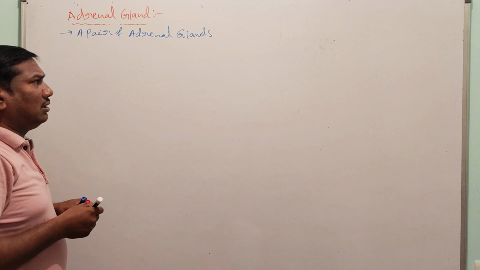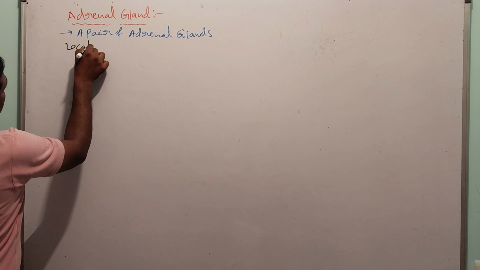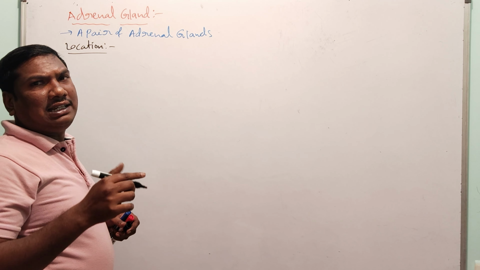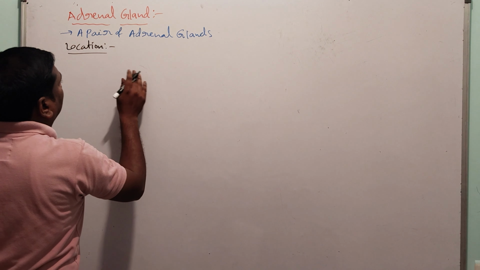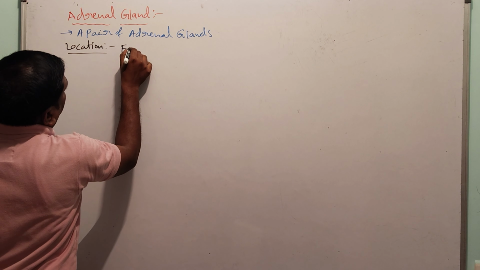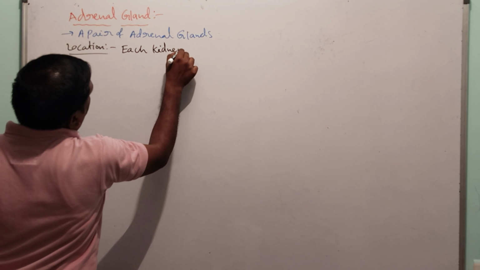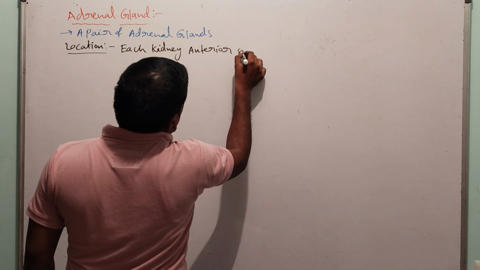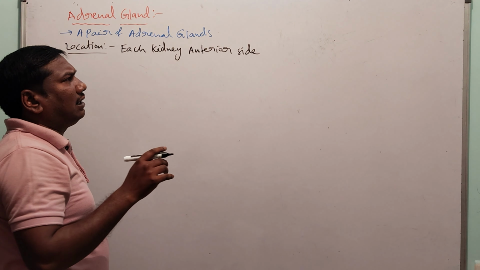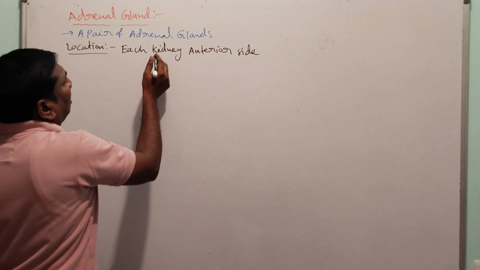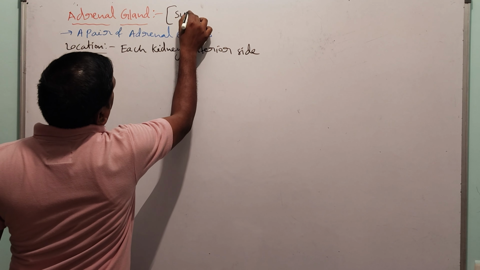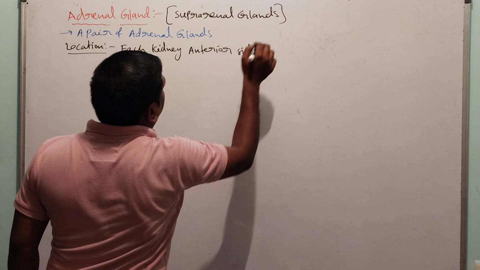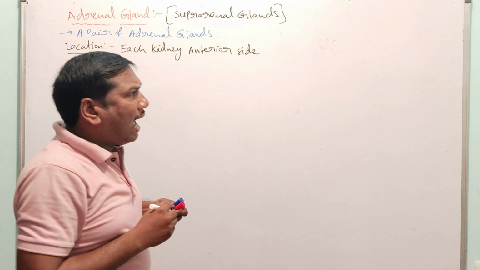Now, the location of the adrenal gland. These adrenal glands are present on each kidney, on the anterior side of each kidney; one adrenal gland is present. So they are called suprarenal glands. The adrenal gland is called the suprarenal gland because it is present on the anterior side of the kidney.